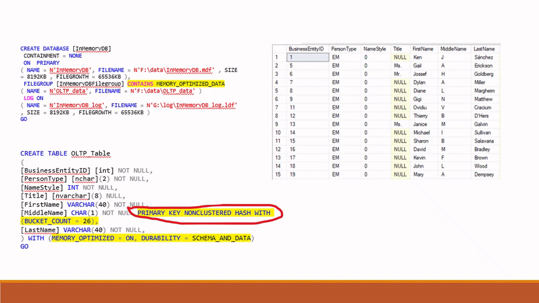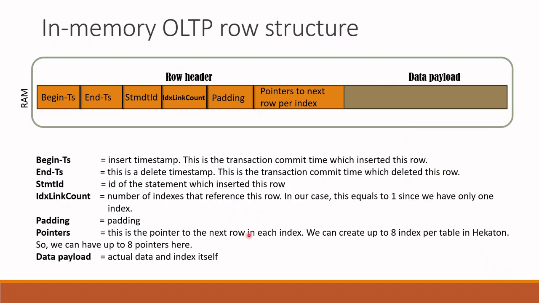Before moving forward, let's learn the row structure in In-Memory OLTP tables. In In-Memory OLTP tables, the row structure is different from on-disk rows. All Hekaton rows are saved in this form, as you can see. There is a header and a payload part. The header part starts with Begin TS. This is the insert timestamp. This is the commit time of the transaction which inserted this row. We call this time, but this is actually just a counter.